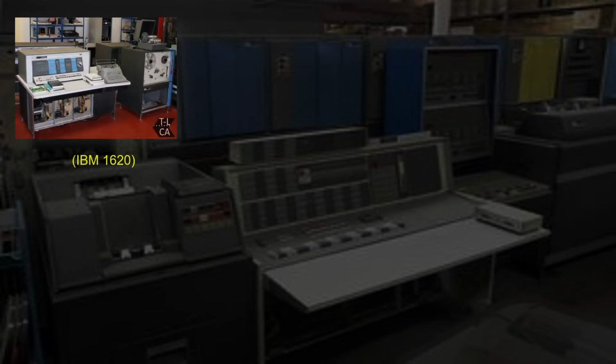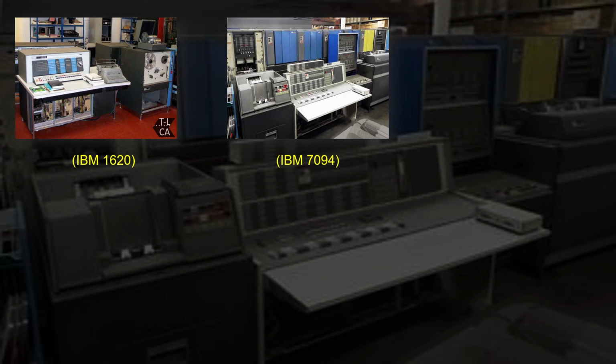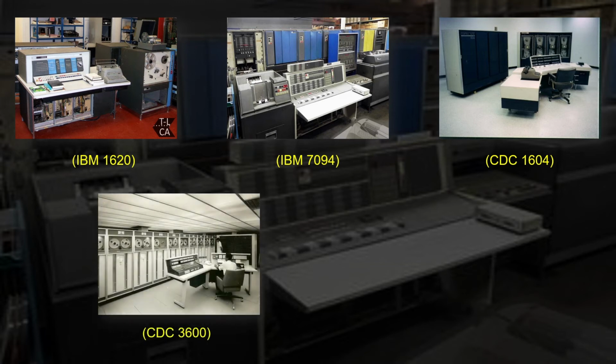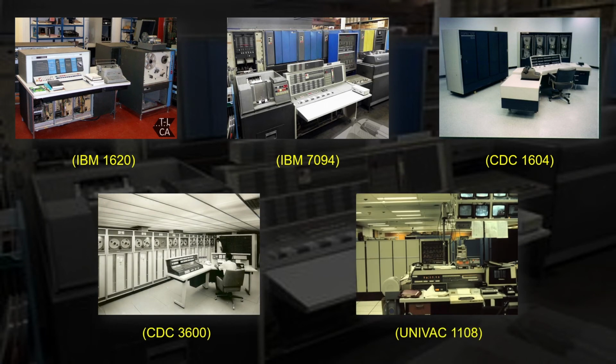Now let's see some computers which belong to the second generation. The first one is IBM 1620. The second one is IBM 7094. The third one is CDC 1604. The fourth one is CDC 3600 and the fifth one is UNIVAC 1108.